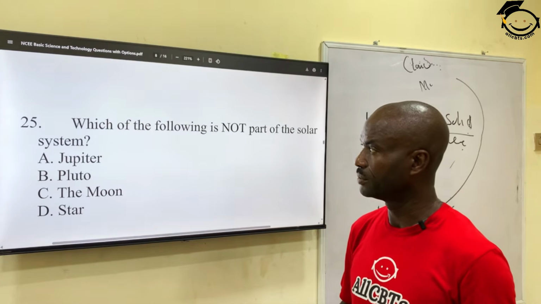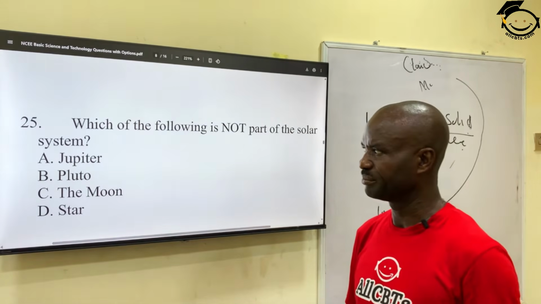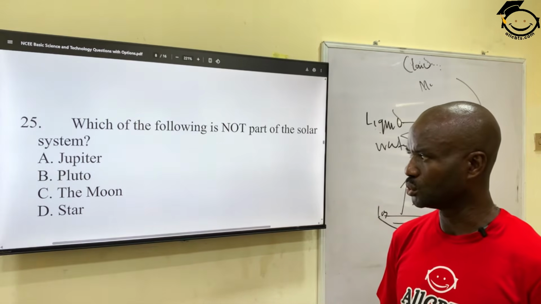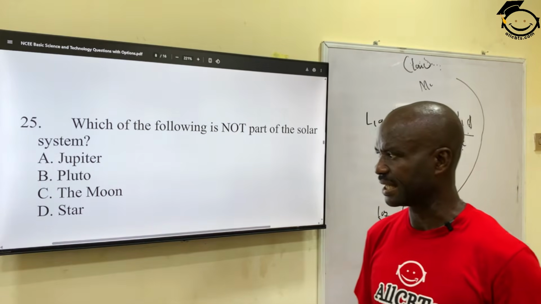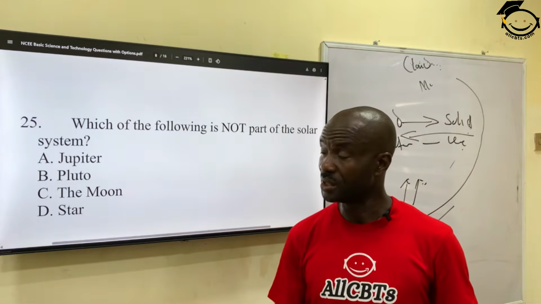Question 25. Which of the following is not part of the solar system? A, Jupiter. B, Pluto. D, the moon. And then C, star. The correct answer is C, the moon.